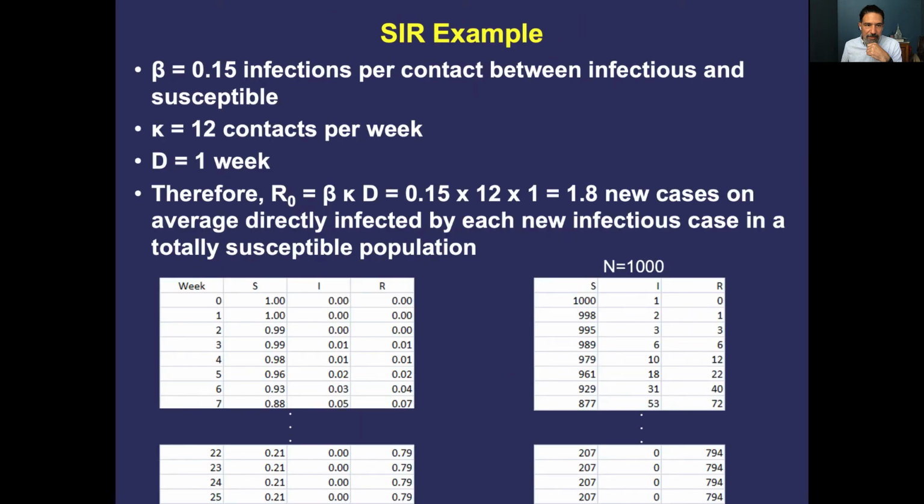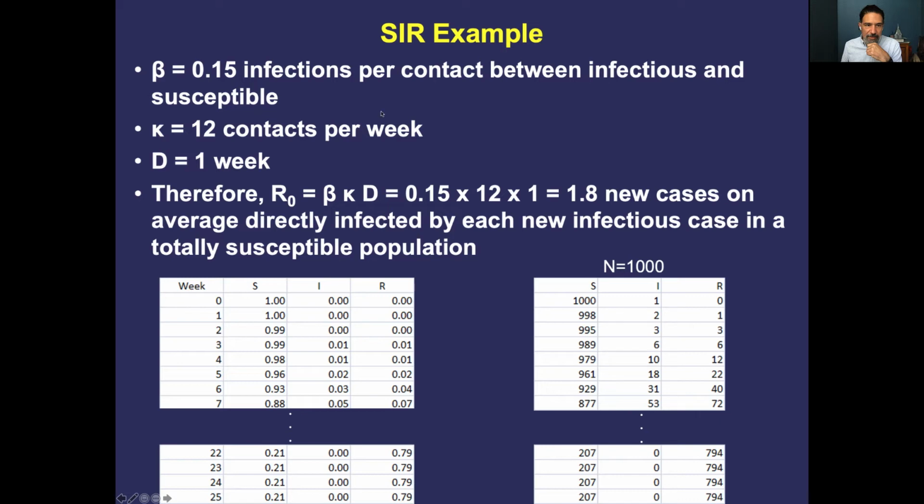In an example here, which I plugged into a spreadsheet with a population of about 1,000 people, I'm showing the proportions in each of these compartments on the left over time, and here I'm showing what it would look like if you used a hypothetical population of 1,000 people, so you can see how many actual people would be in each category over time.